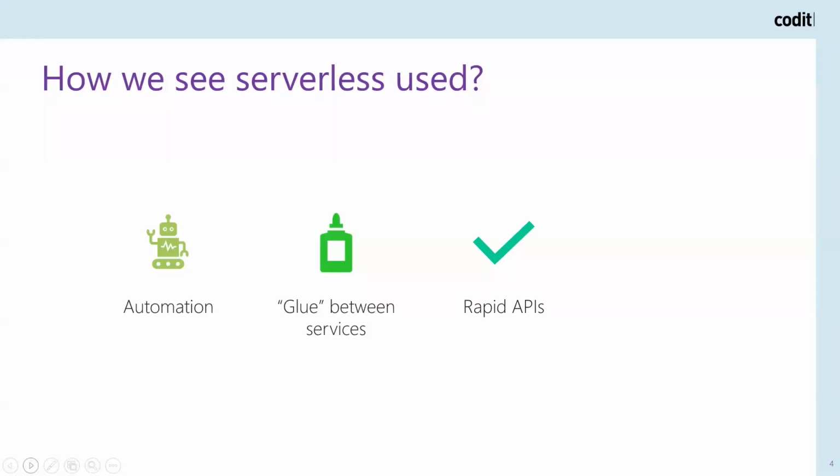We also see this for APIs. If you think about a mobile or a web backend, especially one that you anticipate bursty or low traffic for, serverless can be a really natural fit to give you that on-demand compute and be able to scale to whatever the needs of that API are.